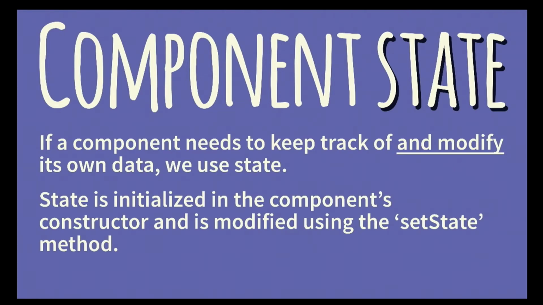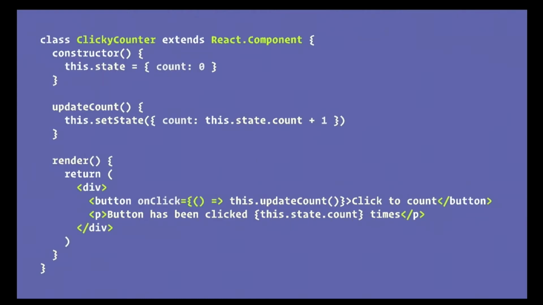So if a component needs to keep track and modify data, we use state. And it's initialized in the component's constructor, and it's modified using something called setState. So in this example, we have our clicky counter component. Then we have a constructor method, which has a state. And that state is an object that's starting at 0. And then we have another function, update count. And here's where we change the state.